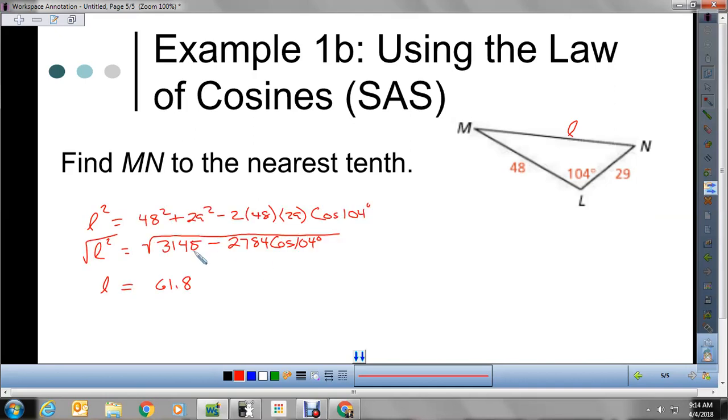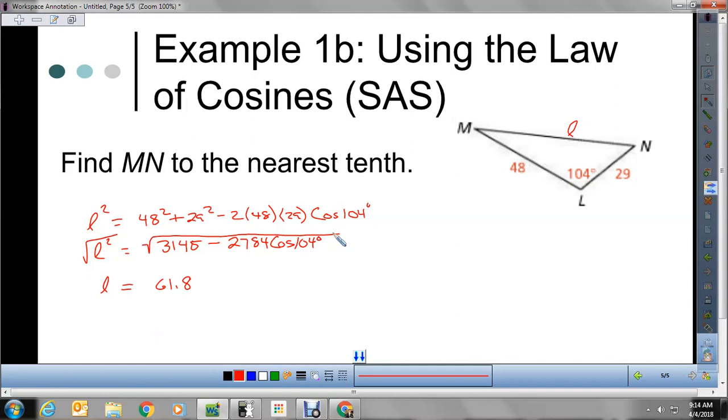Okay, let's see how you did. As we finish setting this up, it's the sum of the two other sides squared minus 2 times the product of those two sides times the cosine of the angle across from the side we're looking for. I went ahead and squared these and added them together to get 3,145. And I did 2 times 48 times 29 to get 2784 times the cosine of 104. Take the square root of everything, and that gives us our answer of 61.8.